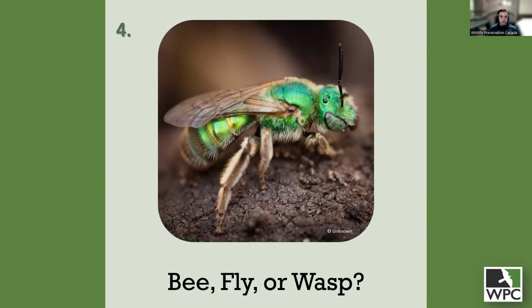Similarly, with this example, again, we see longer antenna. It looks relatively hairless. This might be a wasp. However, we do see, again, thicker legs that are covered in hair. That would indicate to us that this is another bee.